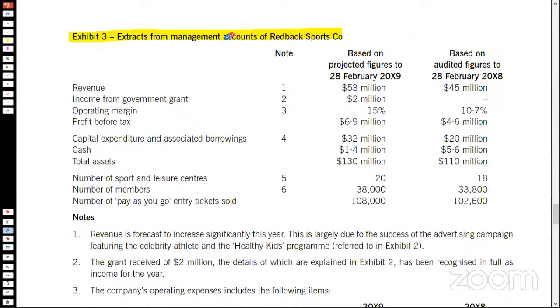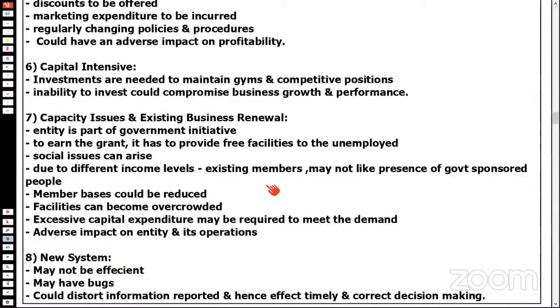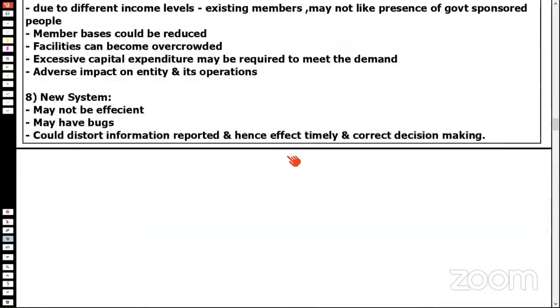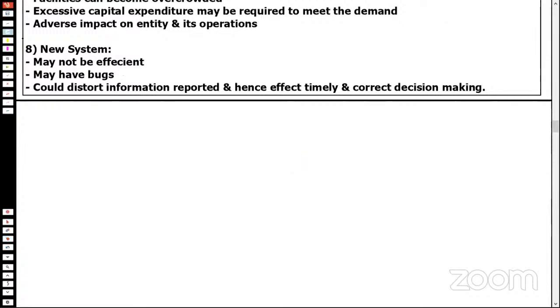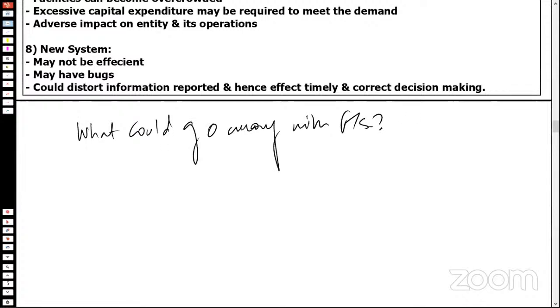Now remember, whenever you are talking about the risk of material misstatement or the business risk, you could think about what could go wrong with the financial statements. That is something you have to think of. Now, how exactly am I going to think of what could go wrong with financials? Let's try to have a discussion on this.